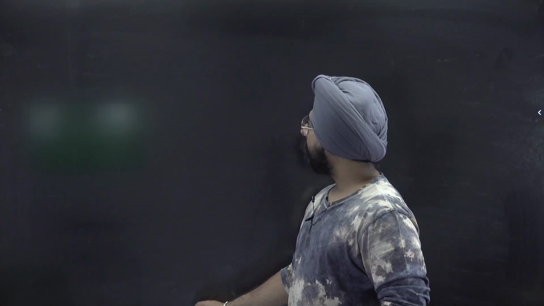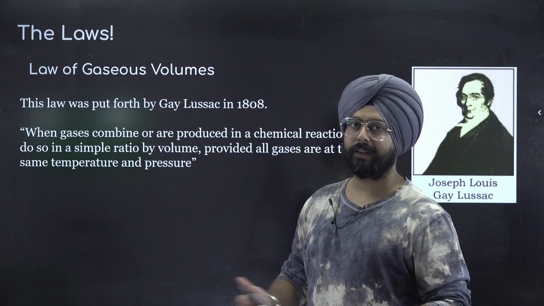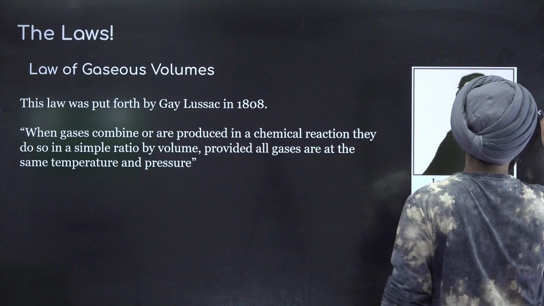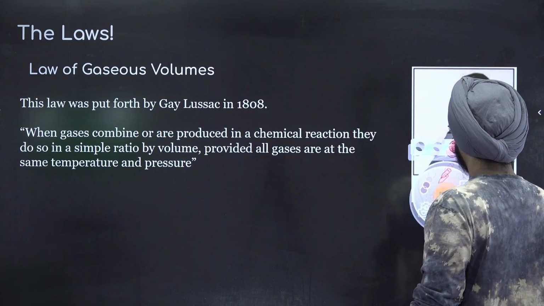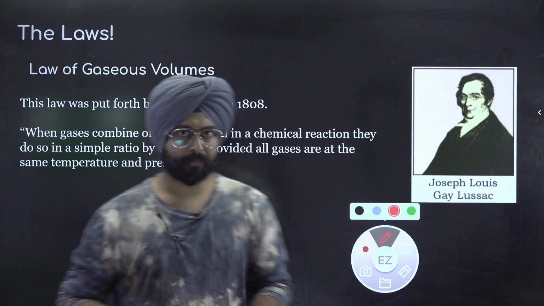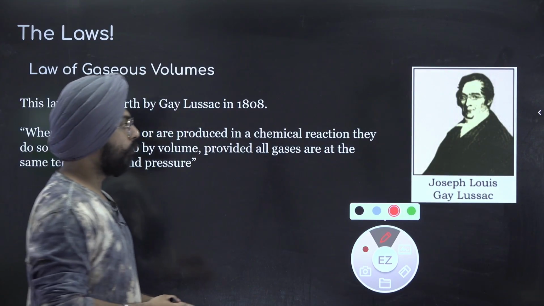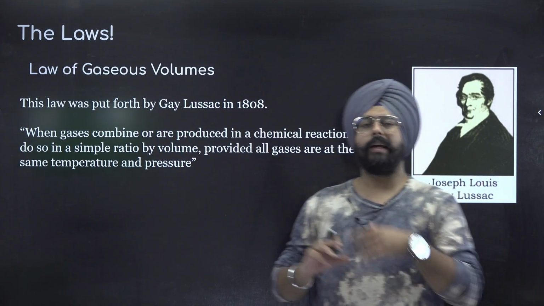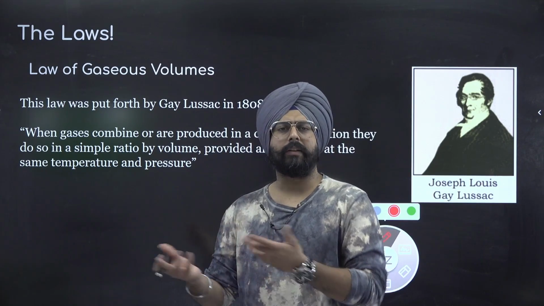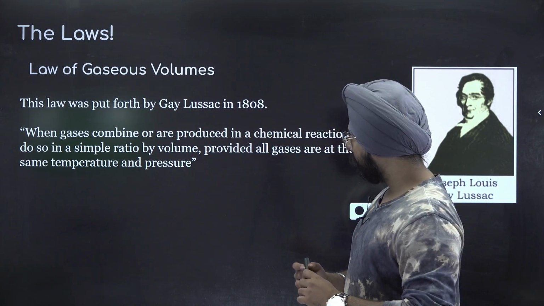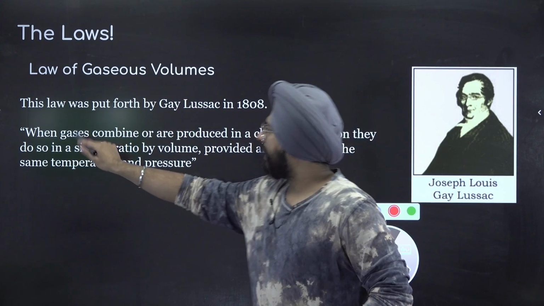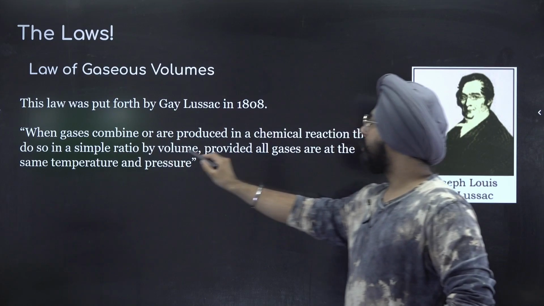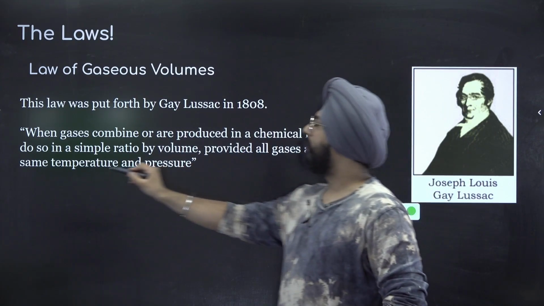Fine. Now the last two laws that we are going to study in this class, very simple. Law of gaseous volume, again given after observations, given by this guy, Joseph Louis Gay-Lussac. We'll look at this guy and his laws once again in states of matter chapter later on when we study about the gaseous state. So the law of gaseous volumes: when gases combine or are produced in a chemical reaction, they do so in a simple ratio by volume, provided all gases are at the same temperature and pressure.